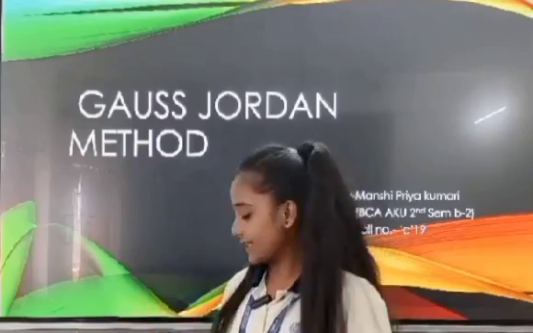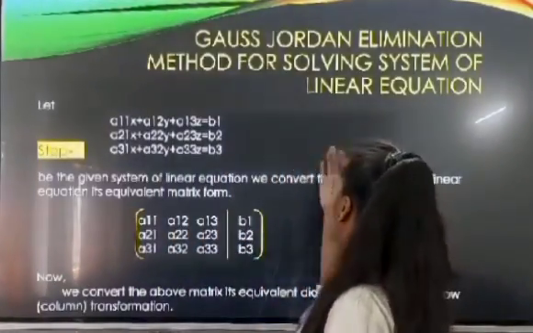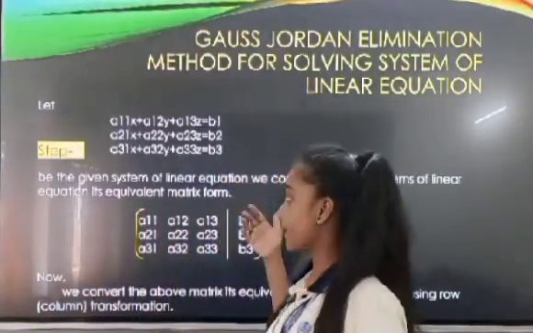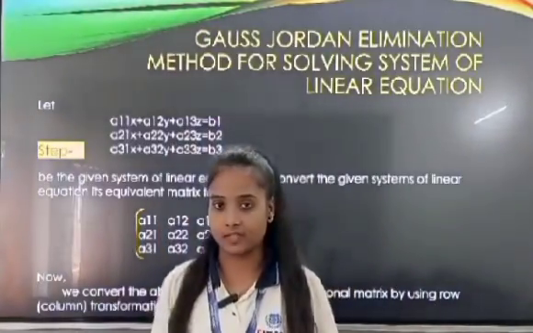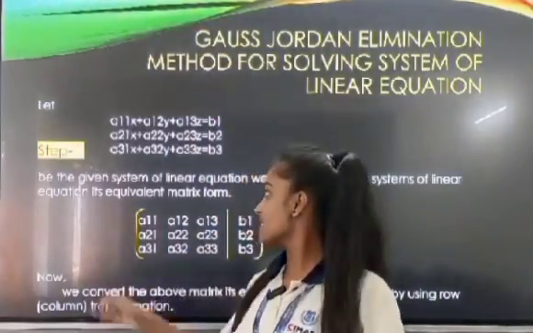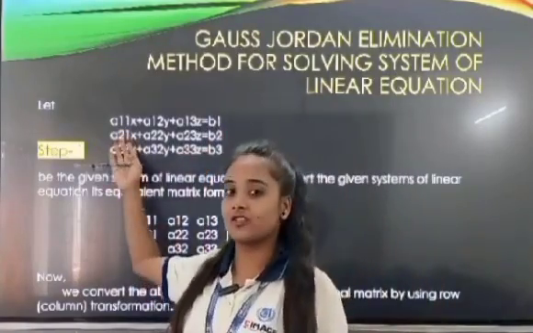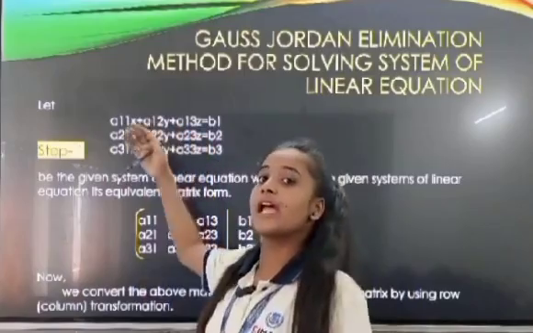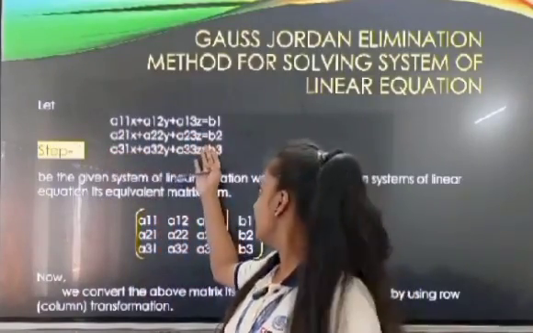So let's get started. We have to solve the Gauss-Jordan elimination method for solving a system of linear equations. We have three equations. The first equation is a11x plus a12y plus a13z equals b1, the second equation is a21x plus a22y plus a23z equals b2, and the third equation is a31x plus a32y plus a33z equals b3.